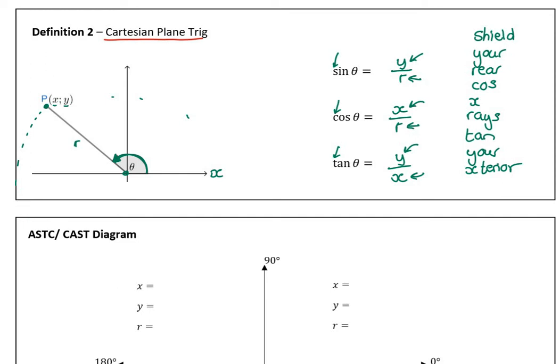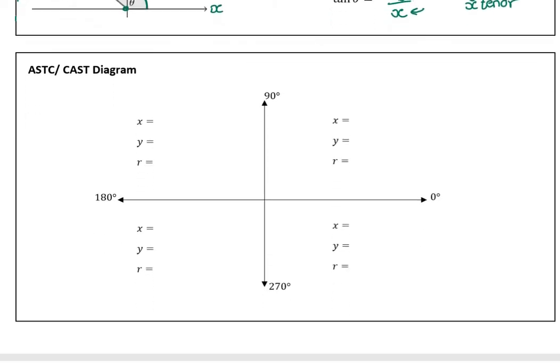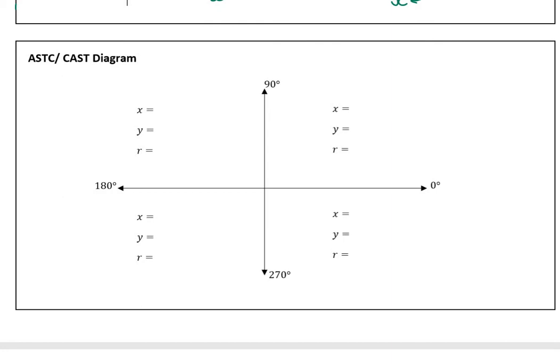Okay, now again, this might be a little bit rusty for you, and so you're probably like, oh, when do we use these, etc. We'll get there, so don't worry. So far we know that there's 2 definitions of trig depending on what you're working with, and we know what those definitions are. The next thing to look at is what we call the cast diagram.